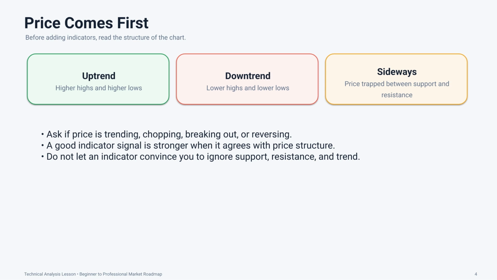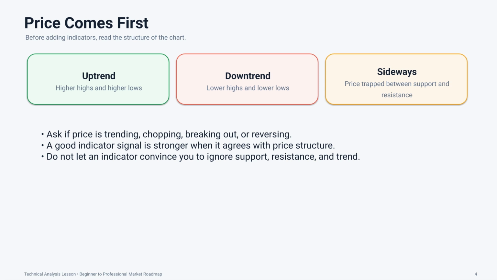The market is not clearly trending up or down. It is chopping back and forth. Before taking a trade, we should always ask, is price trending? Is price chopping sideways? Is price breaking out? Or is price reversing? This is important because an indicator signal is much stronger when it agrees with price structure.